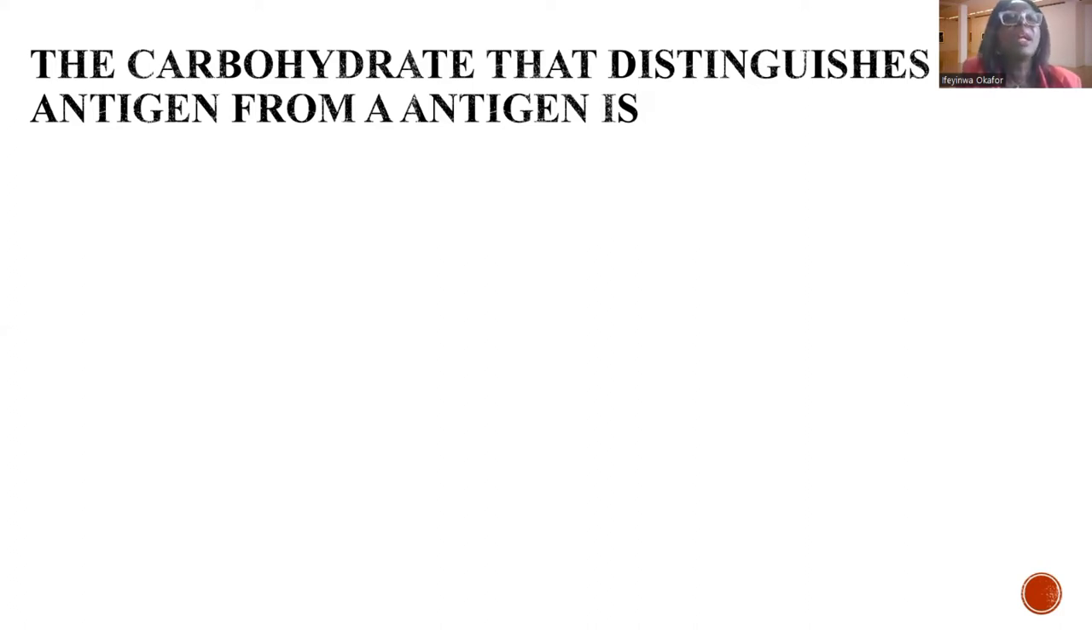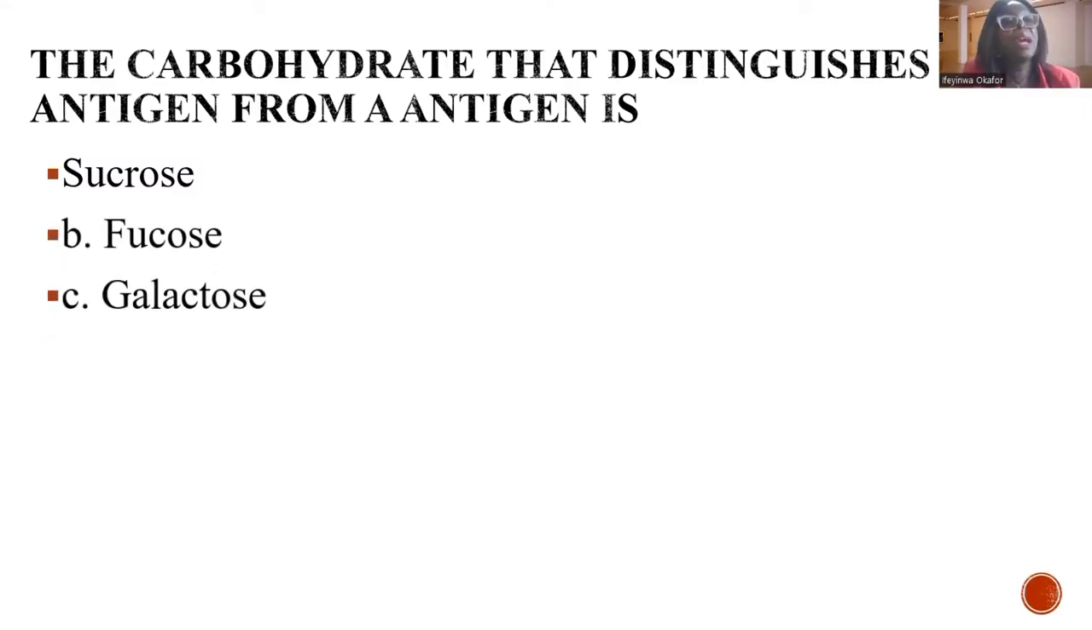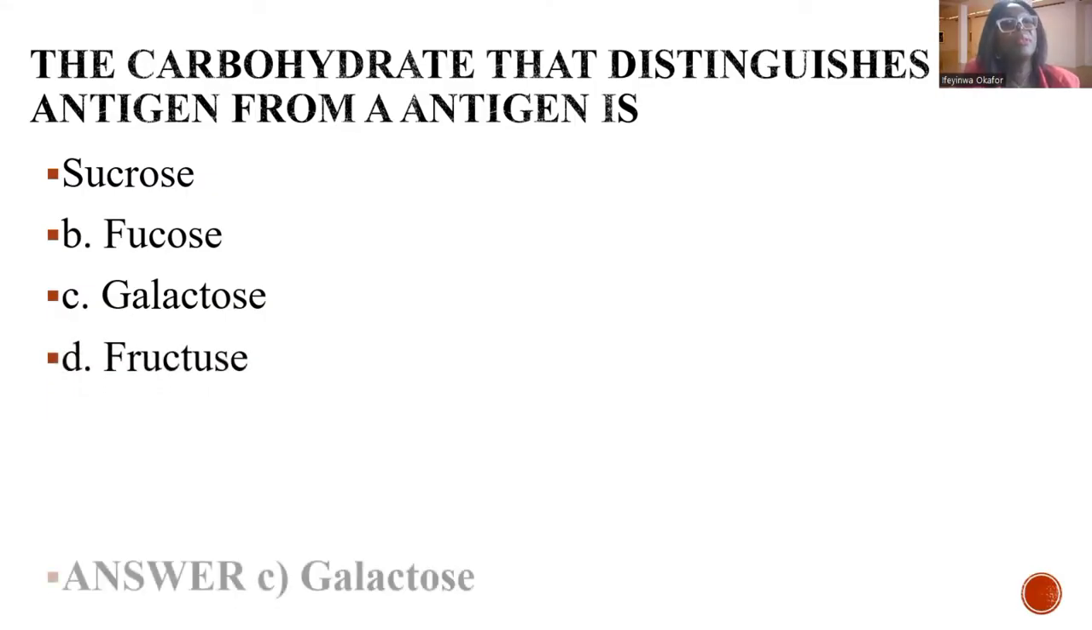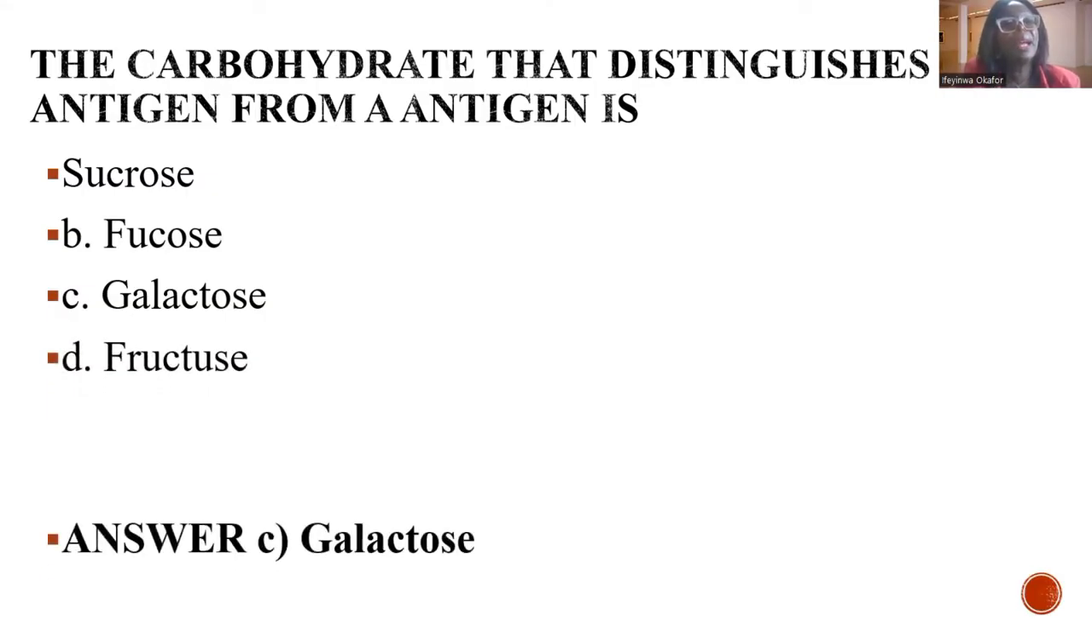The carbohydrate that distinguishes B antigen from A antigen is, we have sucrose, fructose, galactose, fructose. Answer is C, galactose. Galactose is the carbohydrate that distinguishes B antigen from A antigen. Remember, both A and B antigen have the same precursor substance and only one carbohydrate different. So for B antigen, galactose is that carbohydrate.